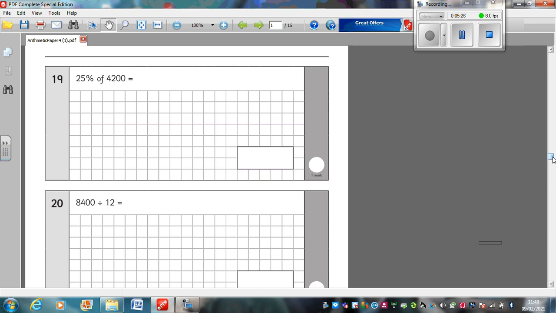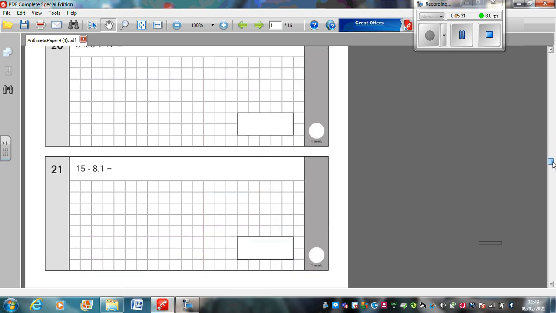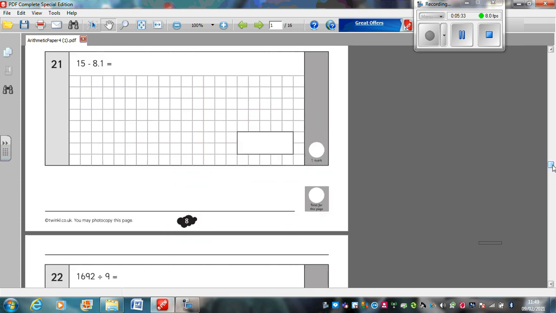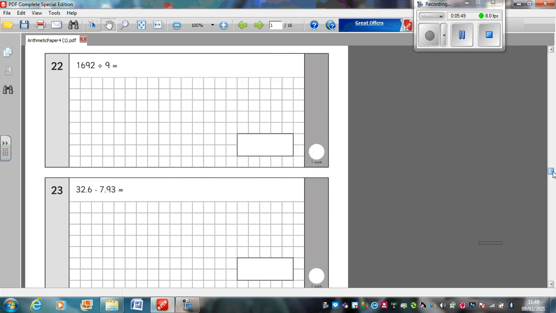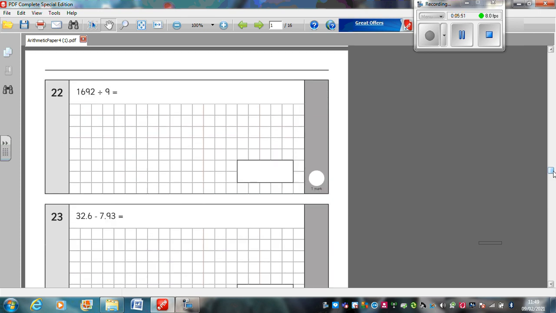Question 20. 8,400 divided by 12. Question 21. 15 take away 8.1. Once again, you're going to need to turn that 15 into a decimal. 15 point what? Take away 8.1. Question 22. 1,692 divided by 9. Question 23. 32.6 take away 7.93.